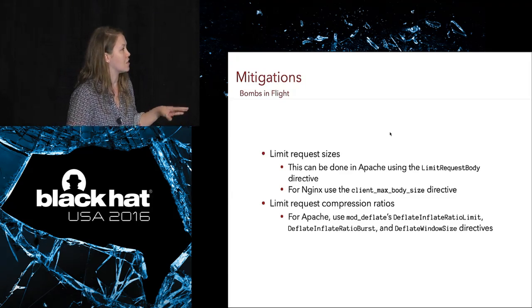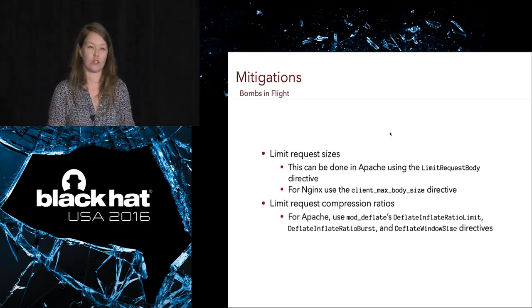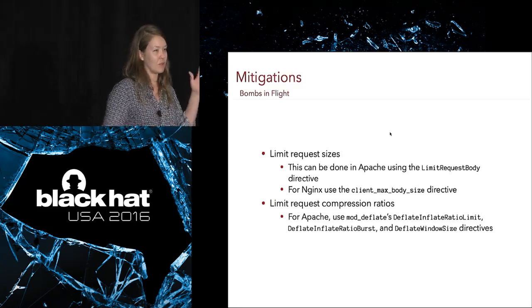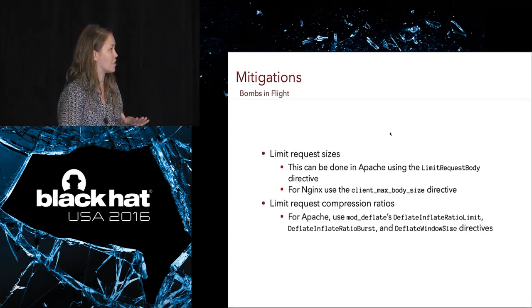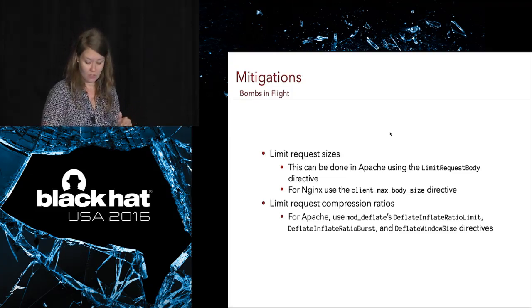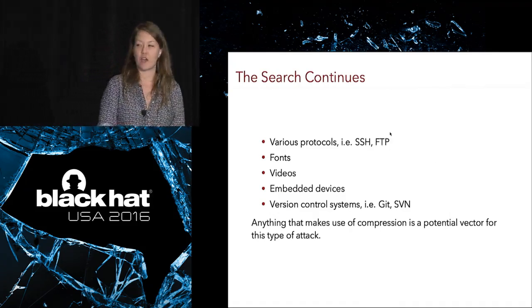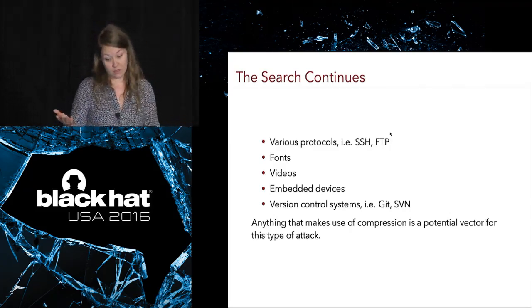In addition to that, you need to place a maximum on the compression ratio that you're going to accept. Even if the request size is within those limitations, they could have just upped the ratio itself, and they're still sending you the world and killing you. So those are the three major types: HTTP bombs, image bombs, and zip bombs.